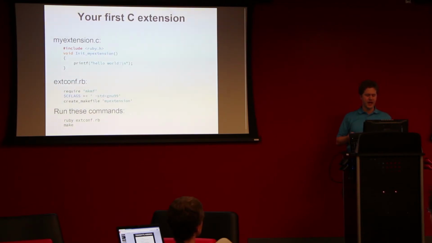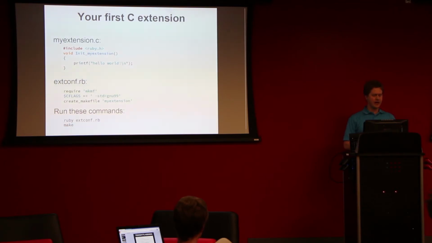And when your extension gets loaded by the Ruby interpreter, that init method will be the first thing that runs. So it needs to set things up. But normally you would define some classes or define some methods in that init function. But for now, we're just going to call printf, which prints to the console.